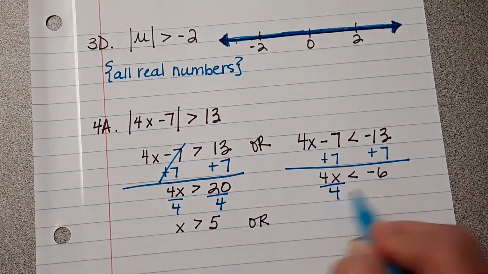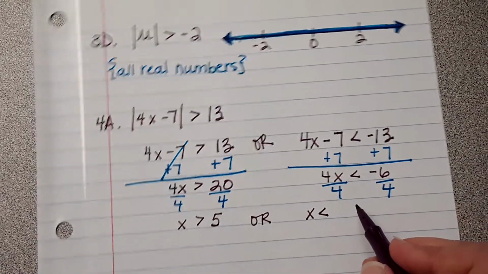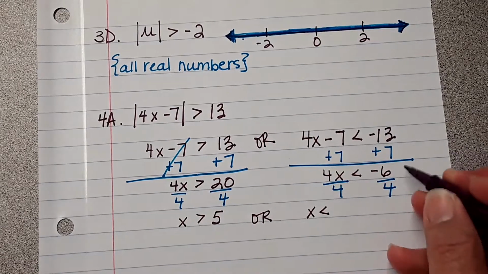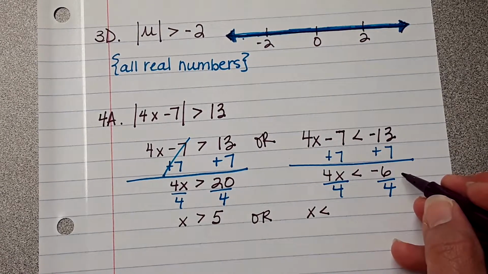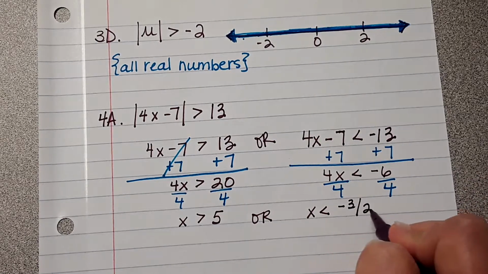I'm going to divide by that 4. And x is less than, I think we should reduce it. So if you reduce it, what would we reduce by? 2. And I would get negative 3/2.